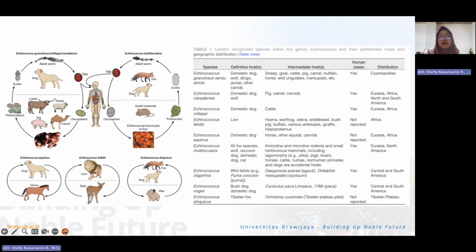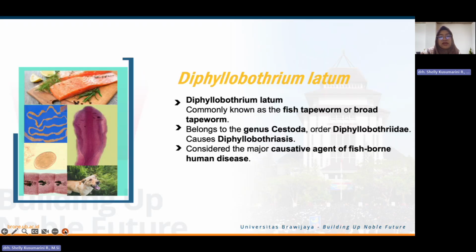Next, these are the currently recognized species within the genus Echinococcus. You can see the geographical distribution also. Next, we will study Diphyllobothrium latum.